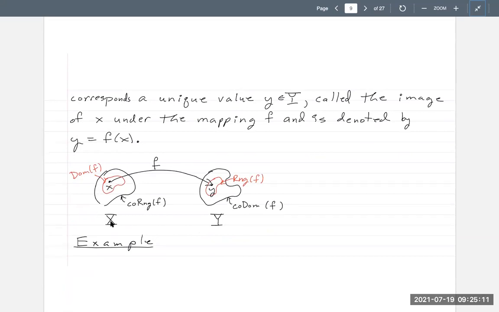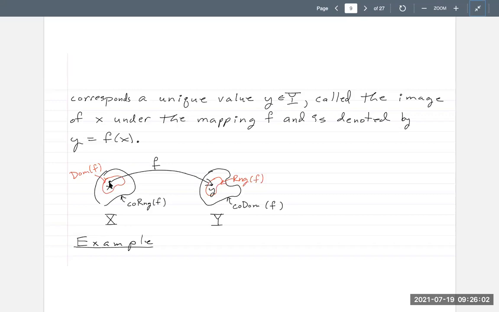So if I have some sets here, capital X and capital Y, and I have some rule F, and I have that for every X in the domain of F, there corresponds a unique Y in the range of F. So the set capital X is called the domain of F, and the set capital Y is called the codomain of F.